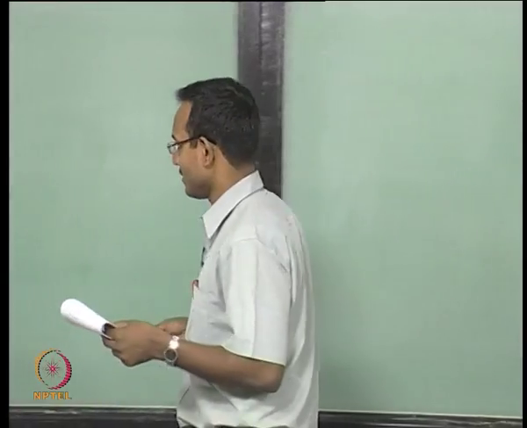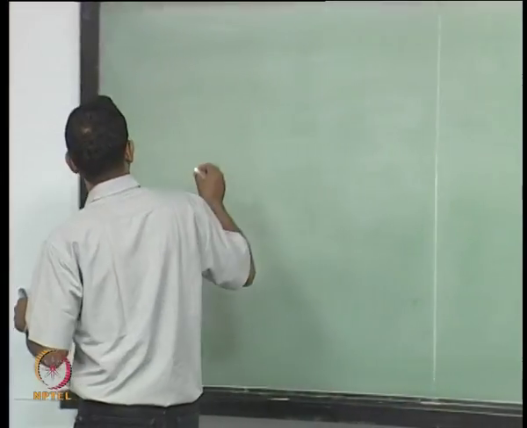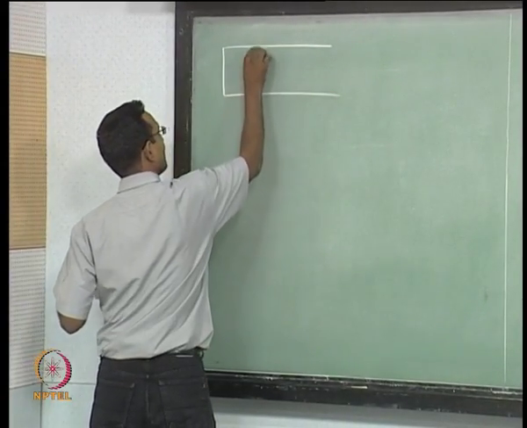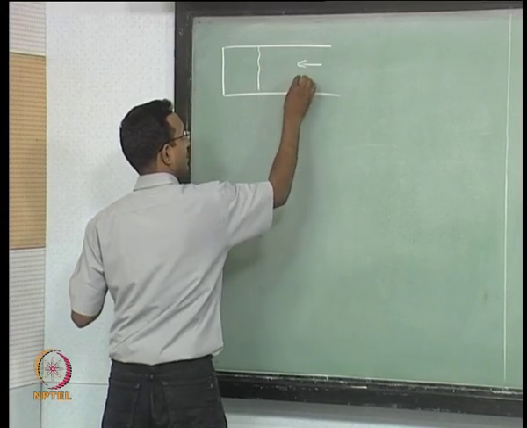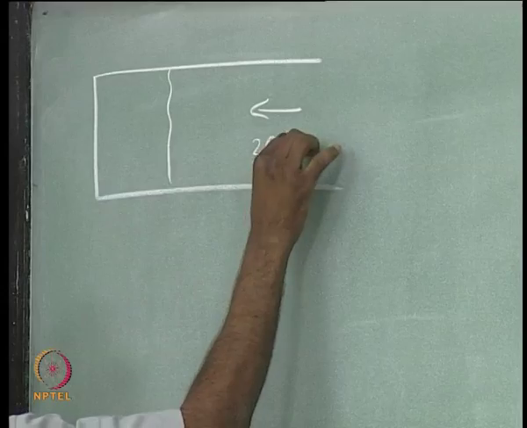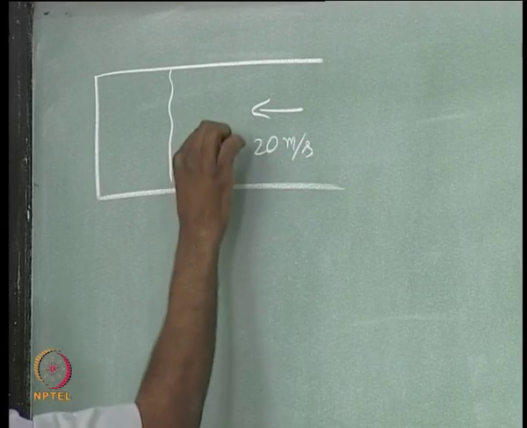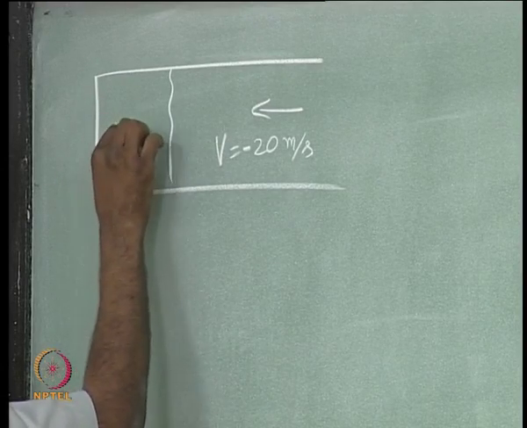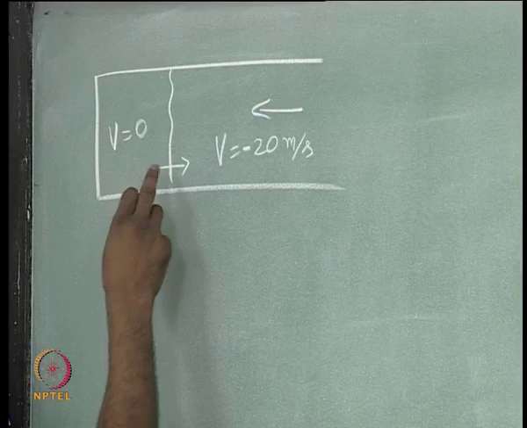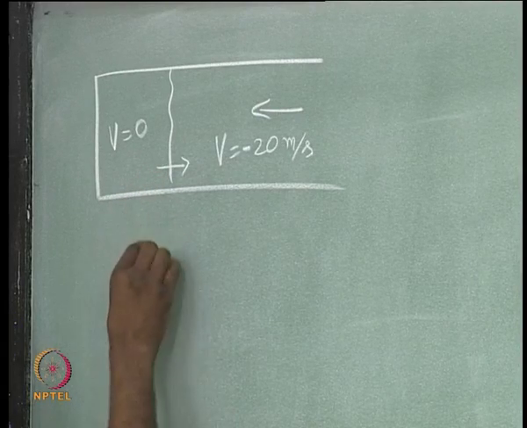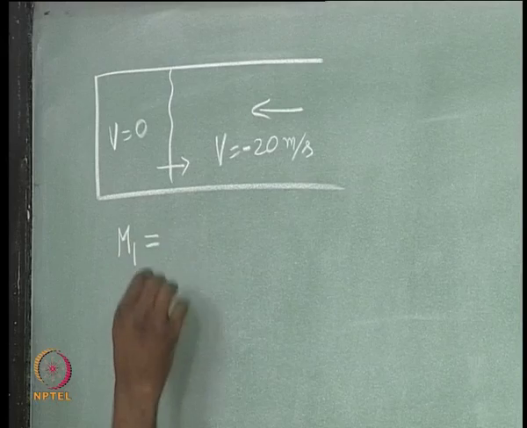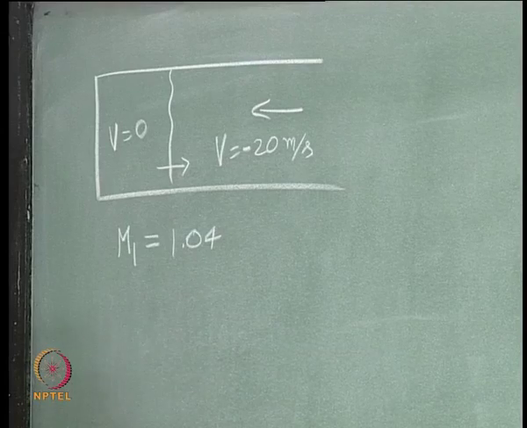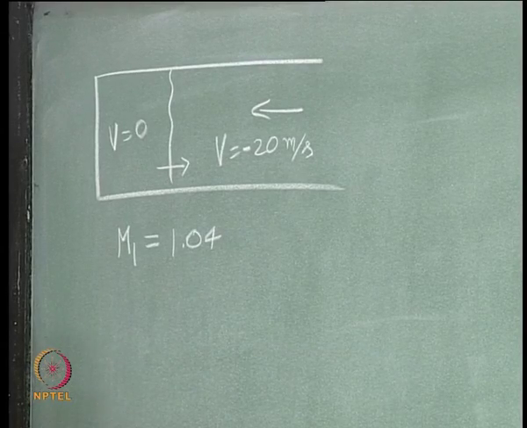That is the problem we were looking at, and we transformed that problem to this problem, where there is a velocity of 20 meter per second coming in. Since it is right to left, I am going to say v equal to minus 20 meter per second, and here v equal to 0. We found the shock Mach number, and towards the end of the class we iterated and came up with 1.04 as the final result.